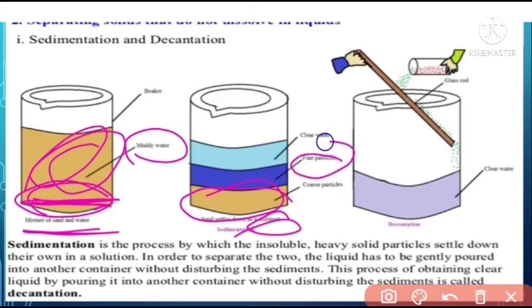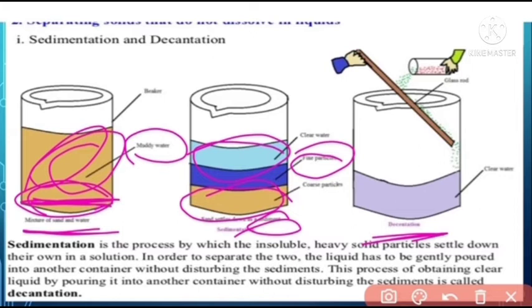So fine particles are of light density, they are in the middle of the layer. Then clear water is of very low density, it is at the top of the layer in the beaker. So the third diagram is decantation. Decantation means two immiscible liquids are separated from each other. So this is sedimentation and decantation also.